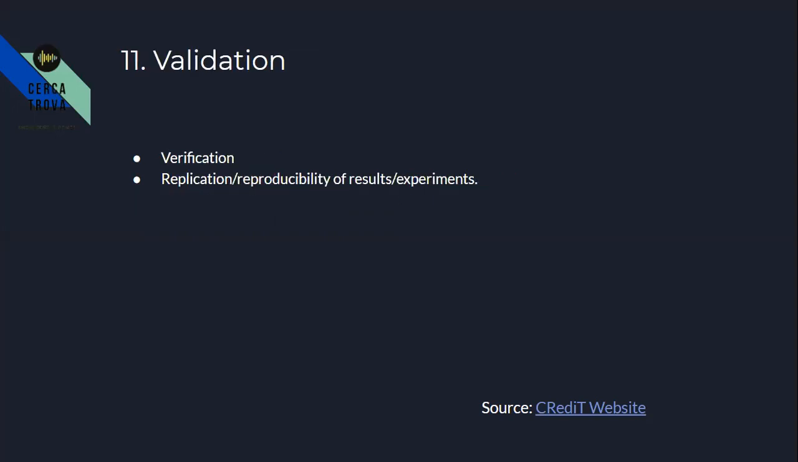And the next thing is validation. Validation means verification, replication, reproducibility of your results and experiments. This is the role of corresponding author. I'll be talking more about this in my upcoming video, so please do subscribe to my channel. And this is the 11th role.